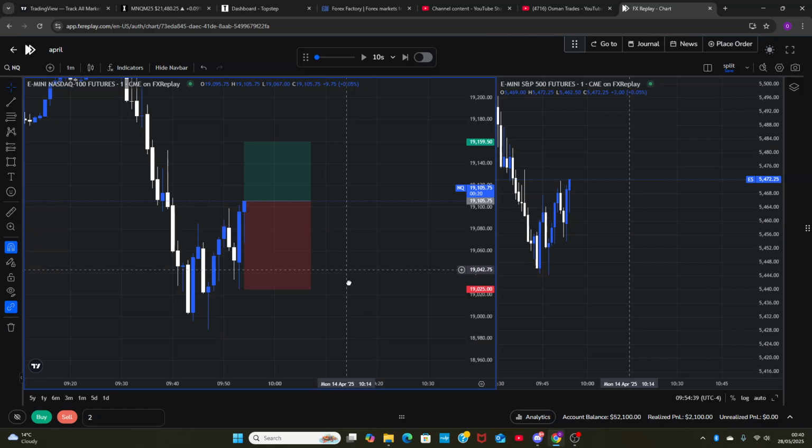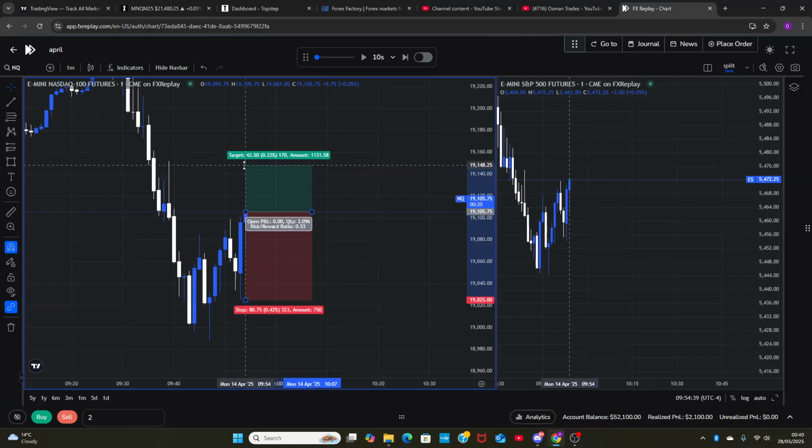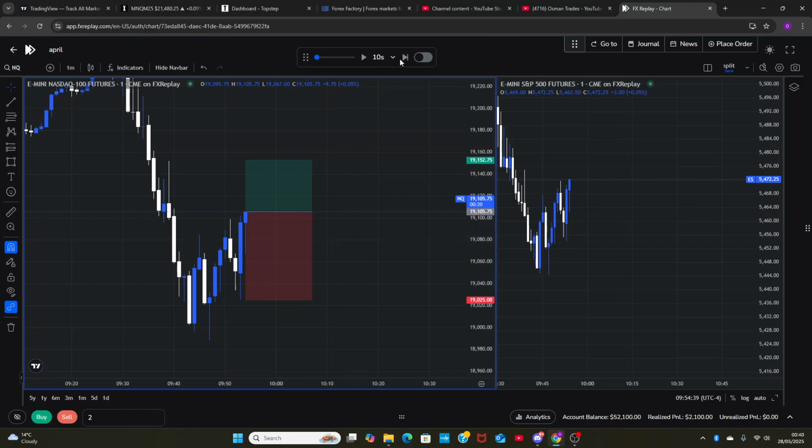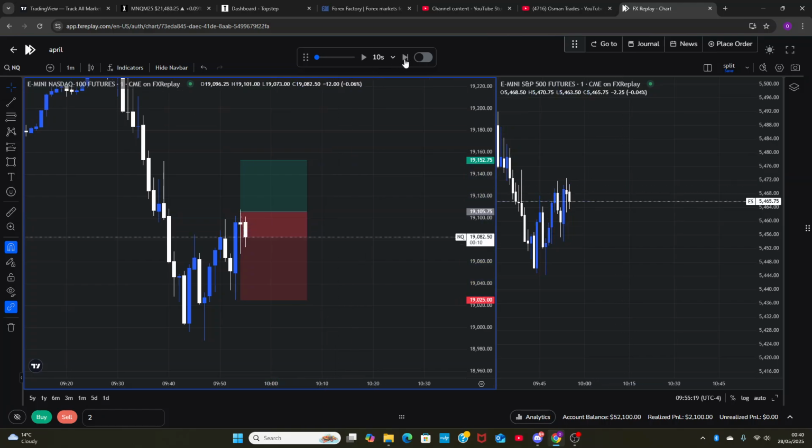So this is a nice entry. Target this internal high, but you could go higher. So here, but I'm going to target this internal high for them. It's pretty good. See if price respects that though.